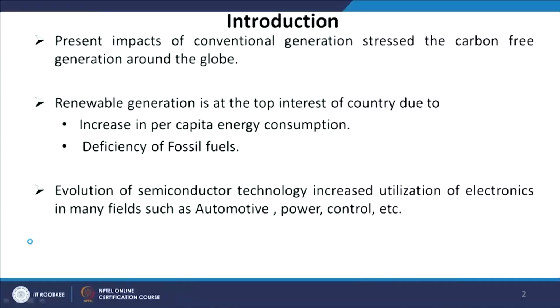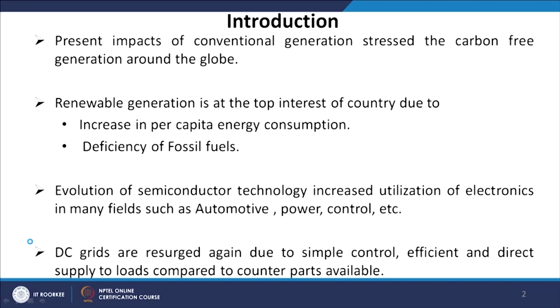Now, evolution of semiconductor technology increased utilization of electronics in many fields such as automotive, power, control, etc. That also forced me to go for such kind of DC grids, and DC grids are researched again due to simple control, efficient and direct supply to the load compared to the counterparts available. So, in general what we are arguing here, a smart grid is a must, renewable energy is a must, and certainly a DC microgrid will be a better option.